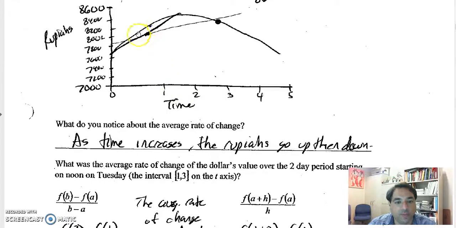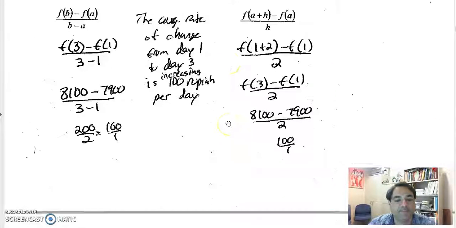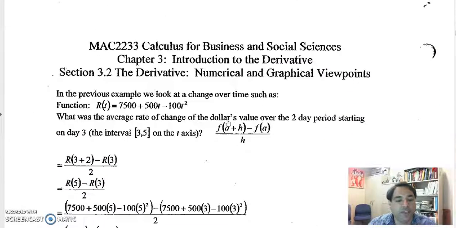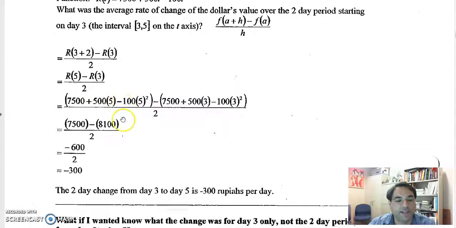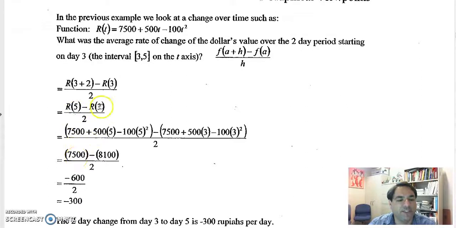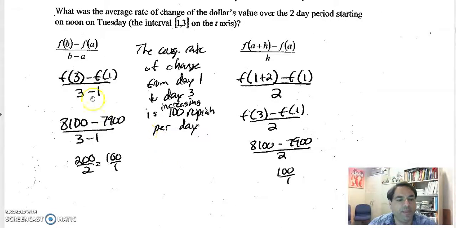So if we look at day 1, we notice it's on the up, and the average rate of change at that point is it's increasing 100 rupees per day. Remember, it's output over input. Now we can do other examples with this. So in 3.2, here's the whole thing worked out if we had done it step by step for day 3 to day 5. So from day 3 to day 5, f of a is 3, h is 2, R of 5 minus R of 3, divided by 2. R of 5 gives you 7,500. Now, how did I find this out? 5 is 7,500, 3 is 8,100, and up here 3 is 8,100.